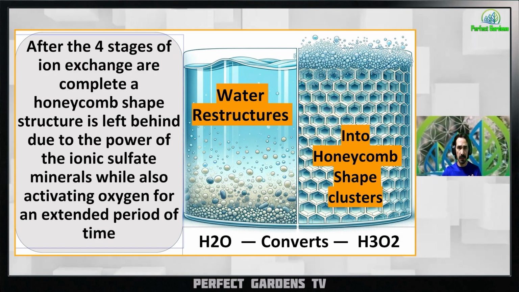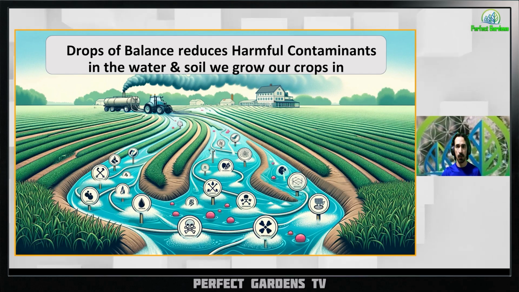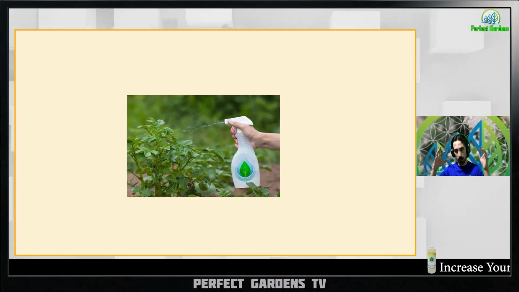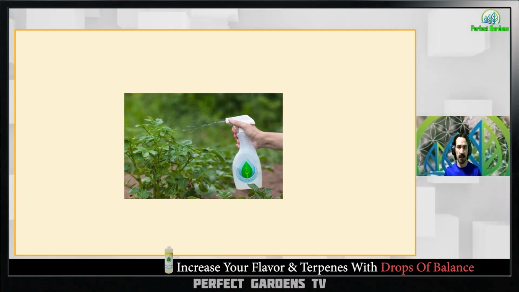So now there are 3 reasons. It cleans, it adds trace minerals that are essential for photosynthesis, and it restructures the water so that it's more efficient at holding on to more minerals. Drops of Balance reduces harmful contaminants in water and soil that your crops grow in. That's also another thing: as you're foliar spraying, the water is going to drift down to the soil, and it's going to help revitalize your soil as well.